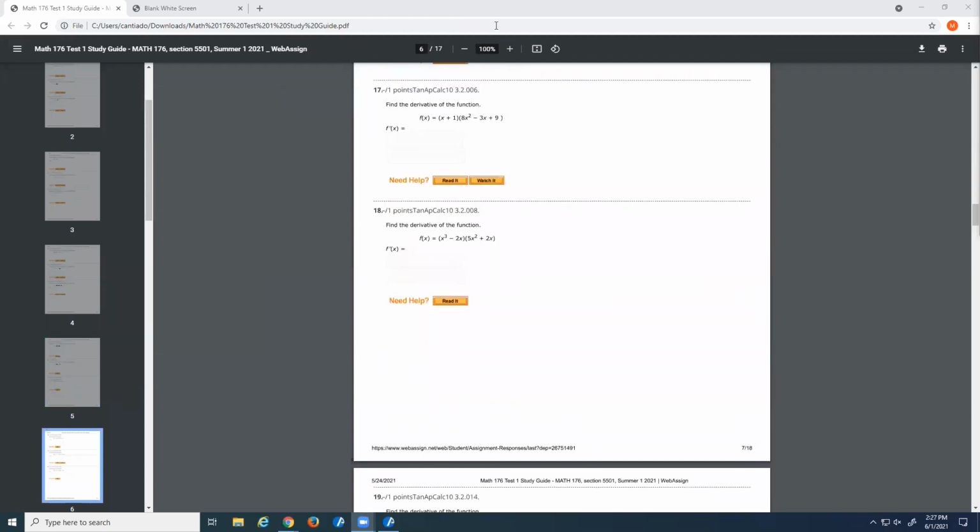Let's see. All right. So for number 17, I will do this one. I'll do a little bit of a lighter blue, I guess. So we're going to be using the same product rule. So this is going to be our f of x. This is going to be our g of x. So for the first term, it's going to be f prime times g. So we'll take the derivative of our first function. So the derivative of x plus 1, that's just going to be 1.